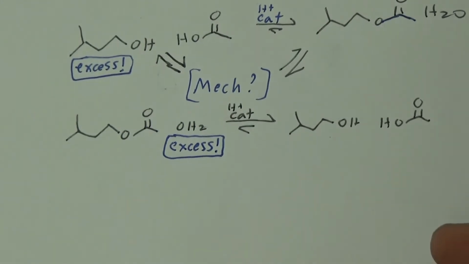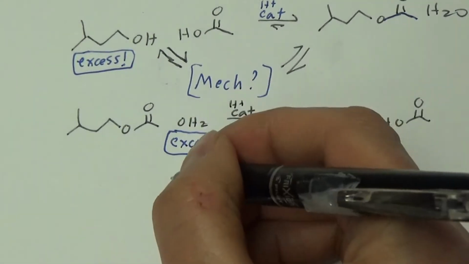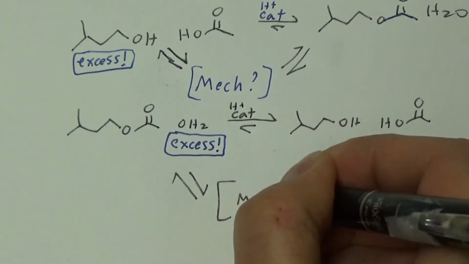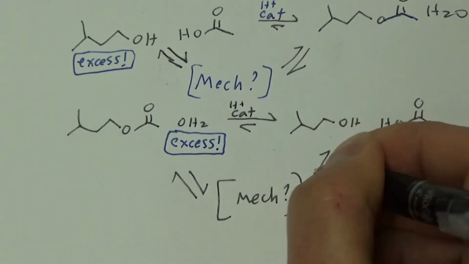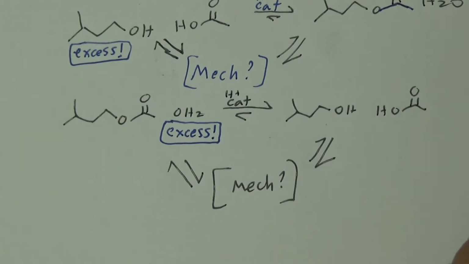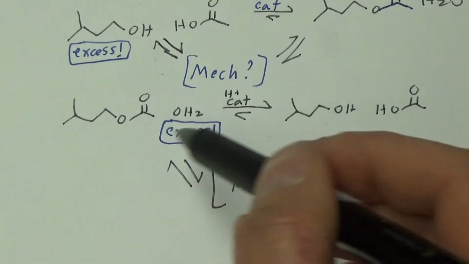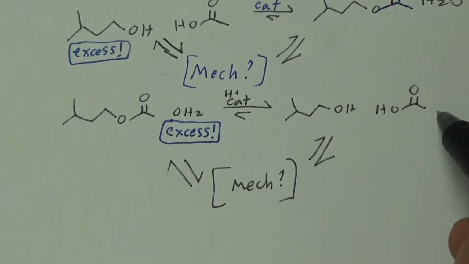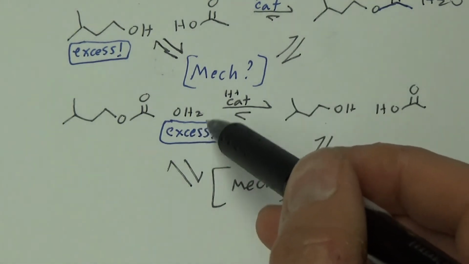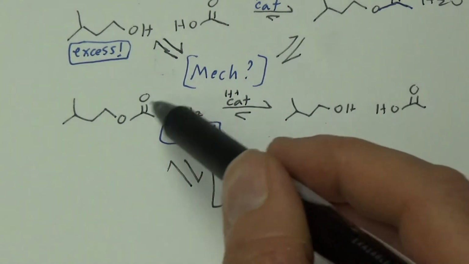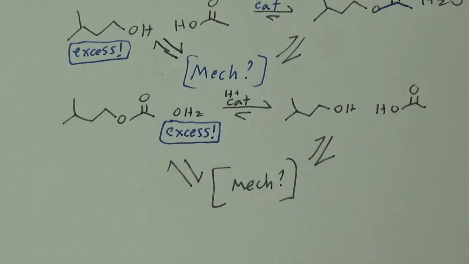Yeah, they're all reversible. Same with this. Like if I was drawing this mechanism, it would all be reversible also. But I could force the equilibrium from ester to the alcohol and the carboxylic acid by using excess water, right? And that's just Le Chatelier's principle, that we'd force the equilibrium using an excess of one of the reagents.